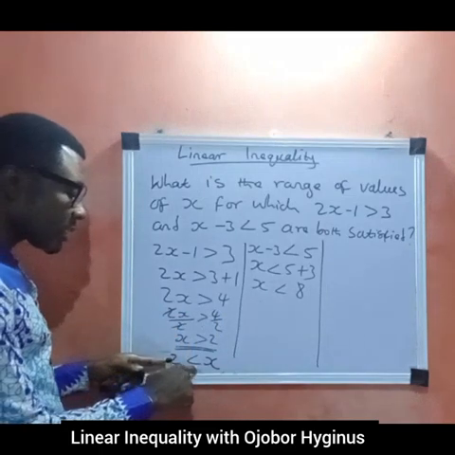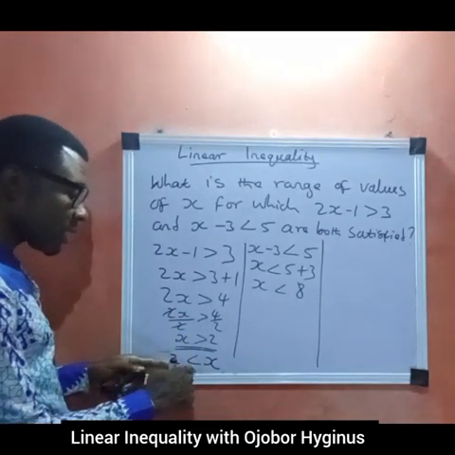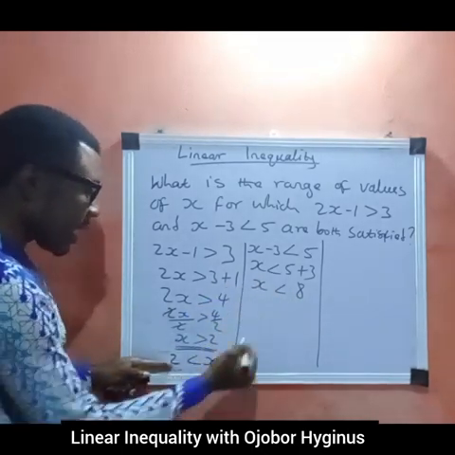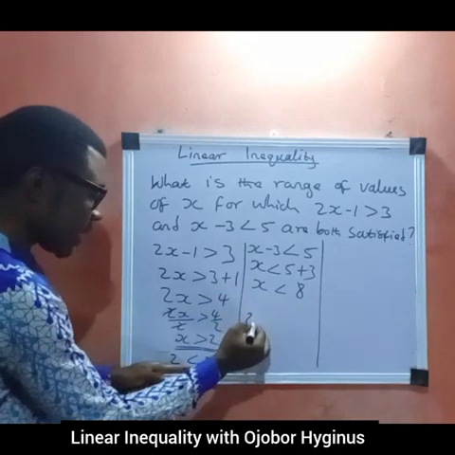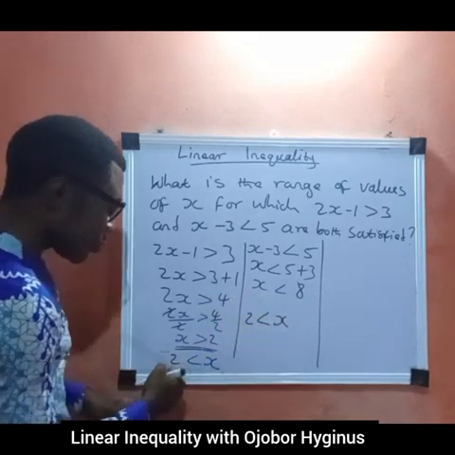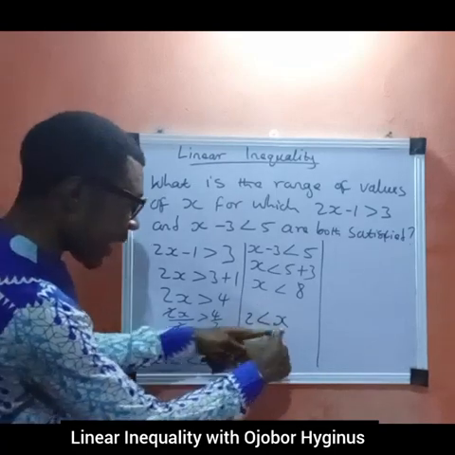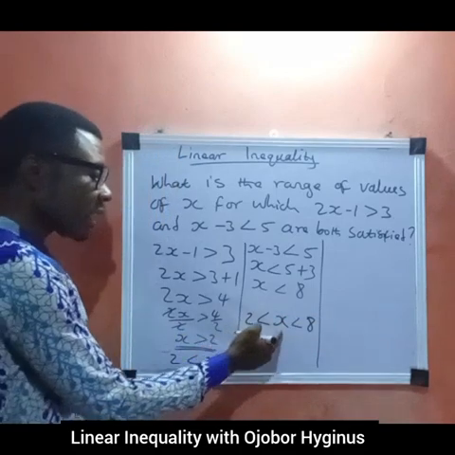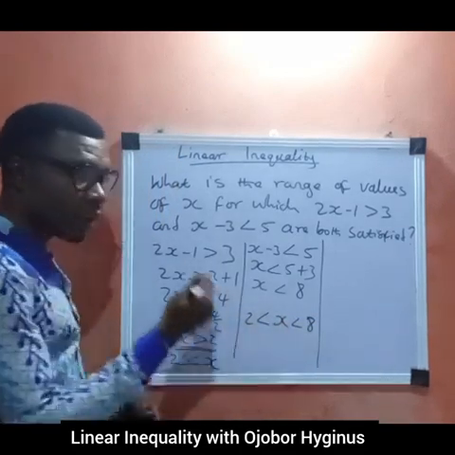So 2 is less than x, and the same x is less than 8. Putting it together, I'll write 2 less than x, then x less than 8. So we have 2 less than x less than 8. So the range of values is this.